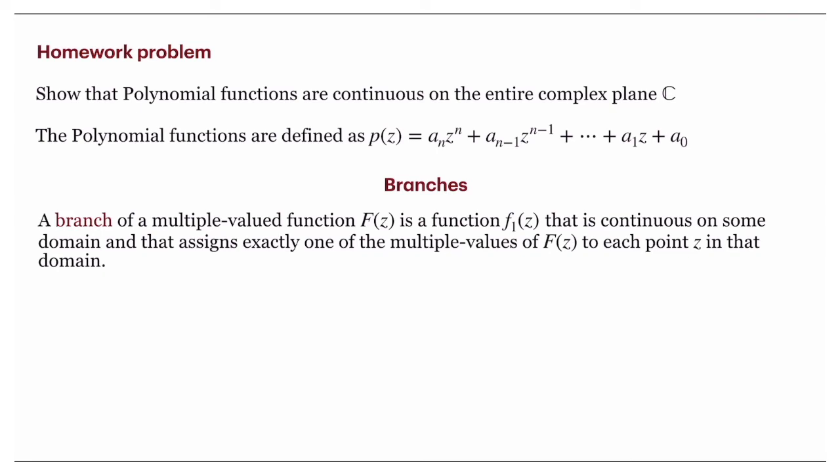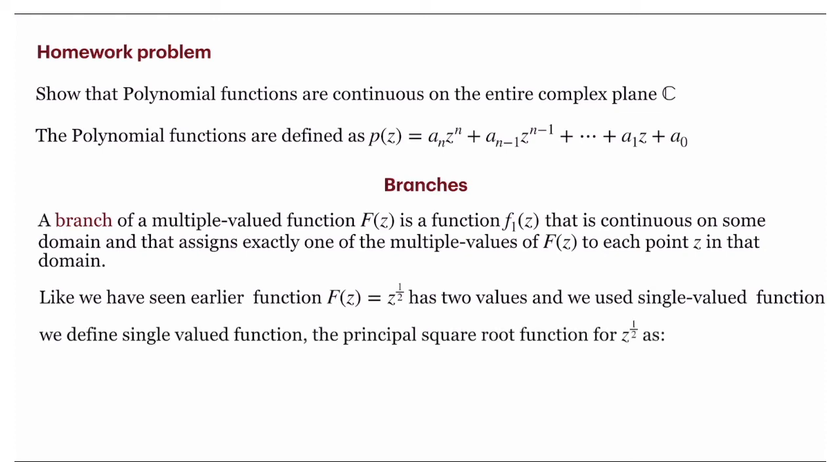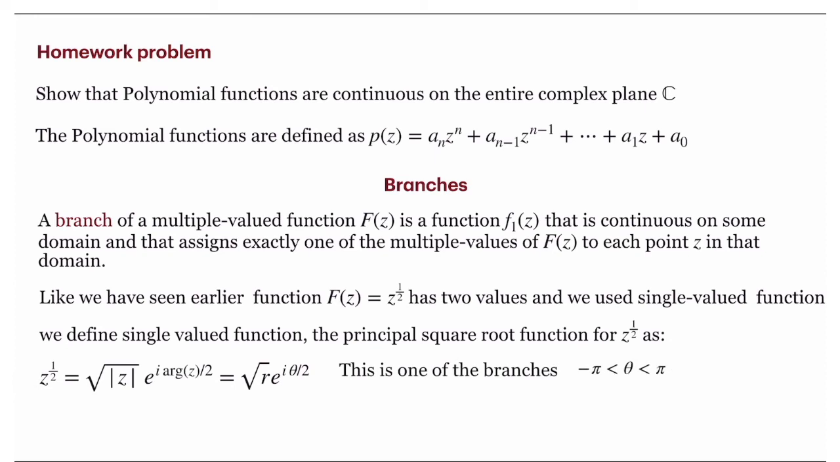That is called a branch. So we have seen z to the power half. We have seen that the one value which it takes is from minus pi to plus pi. So that is a single-valued function, but it is discontinuous on the branch cut. Otherwise f(z) equal to z to the power half, when restricted to the domain minus pi to plus pi, is a continuous single-valued function. So that is one branch of the function.